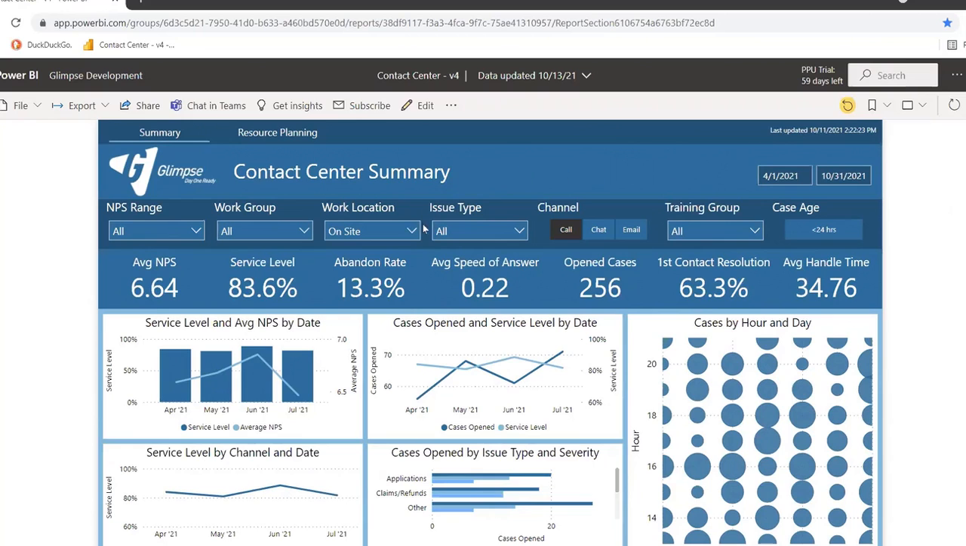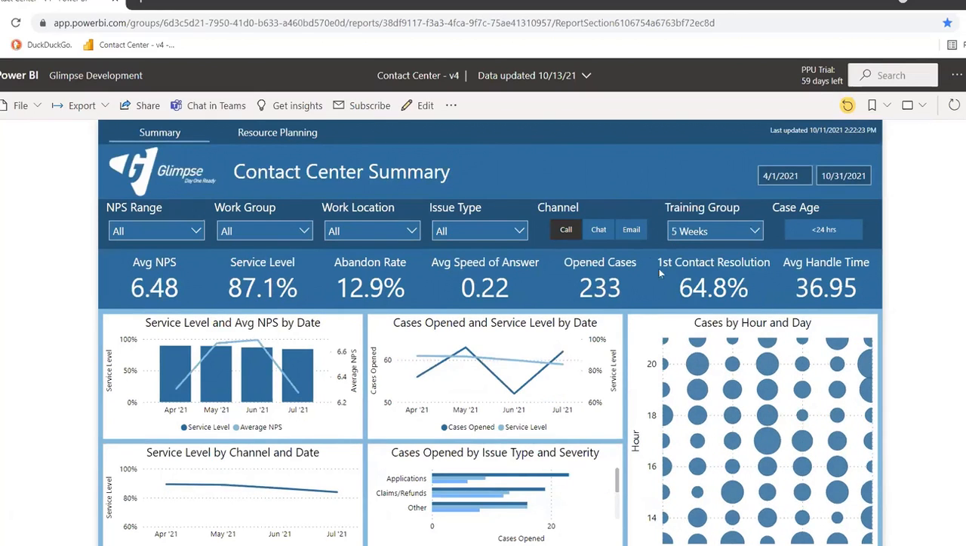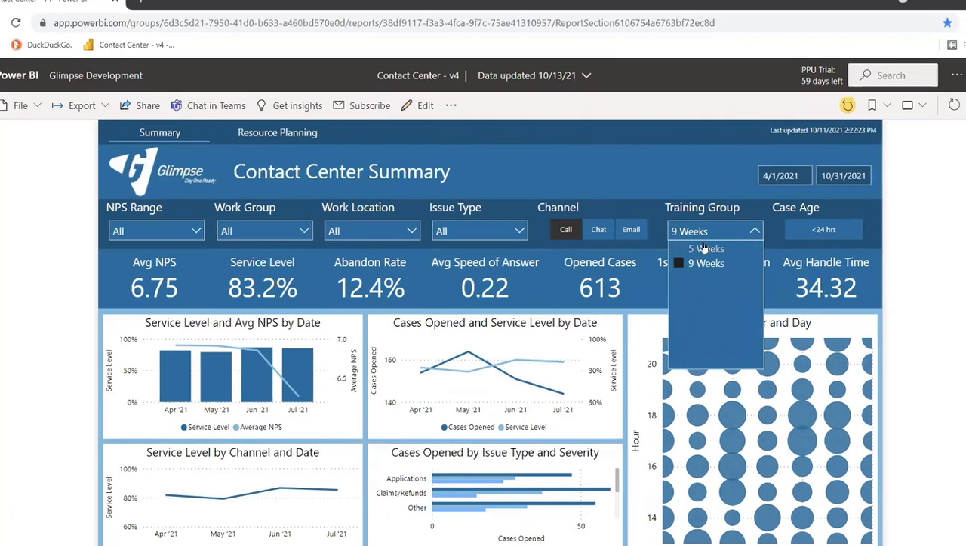And let's select all locations, but let's look at the training group and let's look at highest FCR here. We have two different training groups. One of them we put through 5 weeks of training. The other one went through a 9-week graduated course. The 5-week people are showing a 64% first contact resolution, and the 9-week people are at 59. So they're sort of similar, but a little bit different.